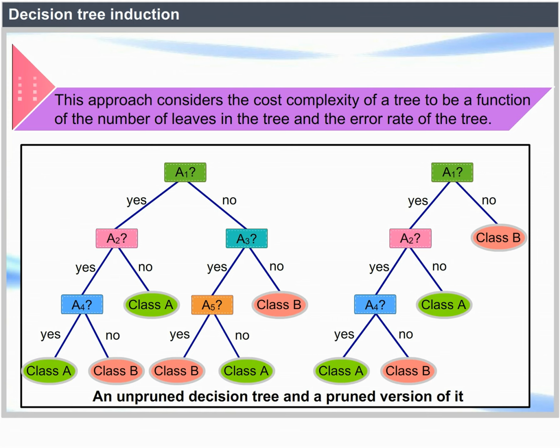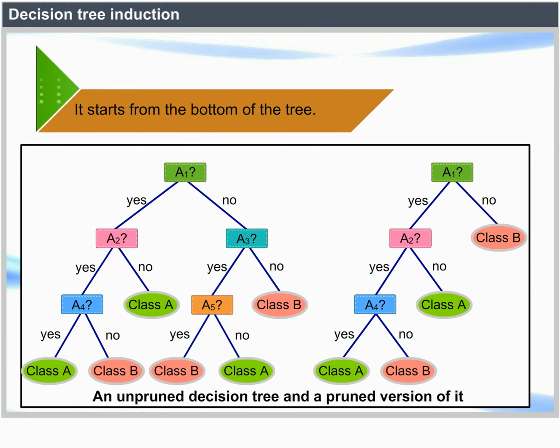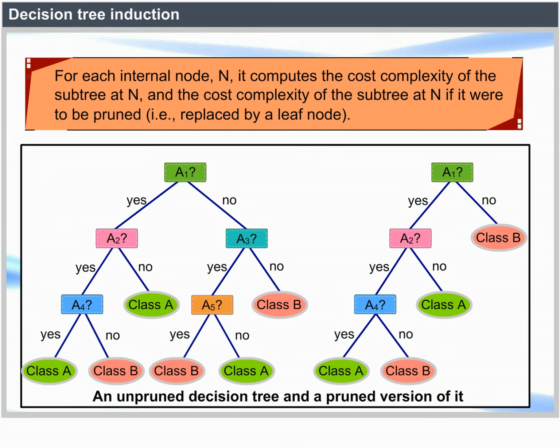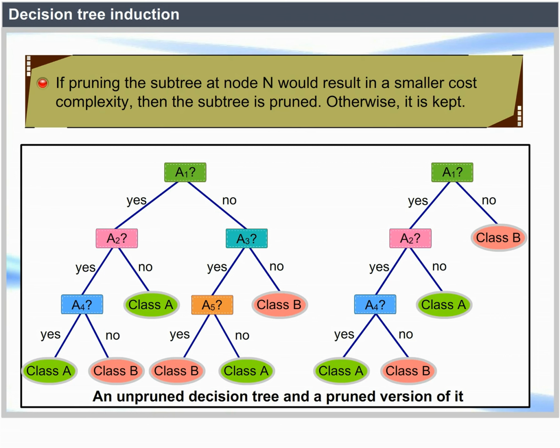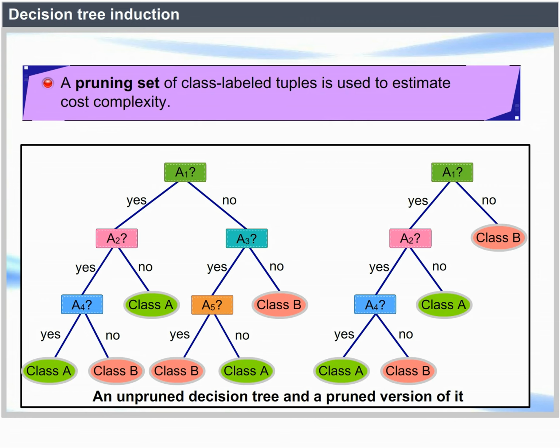It starts from the bottom of the tree. For each internal node n, it computes the cost complexity of the subtree at n and the cost complexity of the subtree at n if it were to be pruned, that is, replaced by a leaf node. The two values are compared. If pruning the subtree at node n would result in a smaller cost complexity, then the subtree is pruned; otherwise it is kept. A pruning set of class-labeled tuples is used to estimate cost complexity.